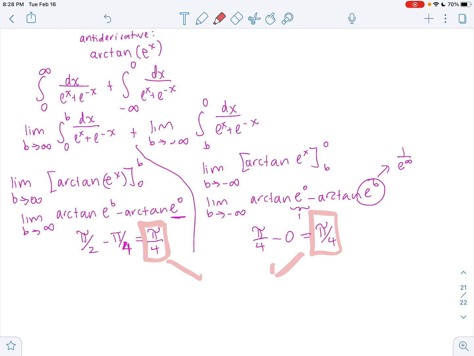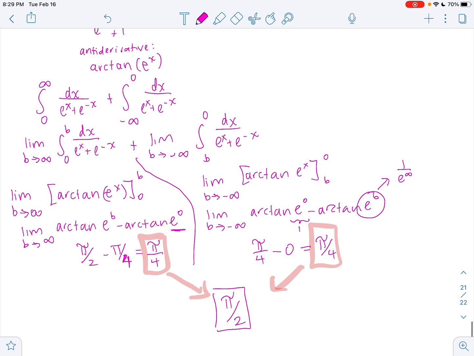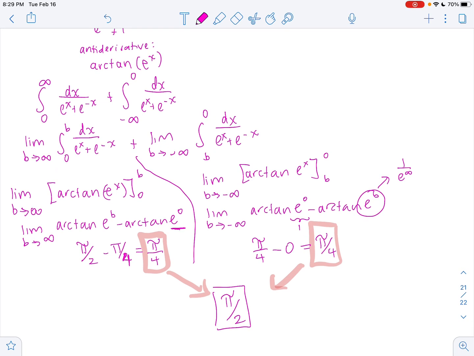So together, if I add them, I get pi over 2 as the value it converges to. The area underneath the curve from a function that is unbounded on the left and the right converges to pi over 2.